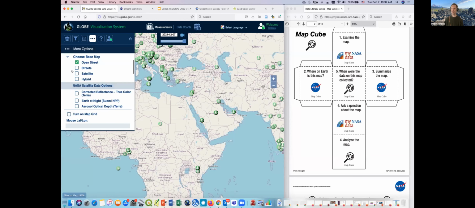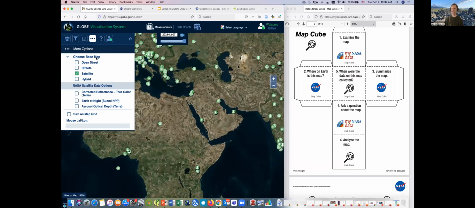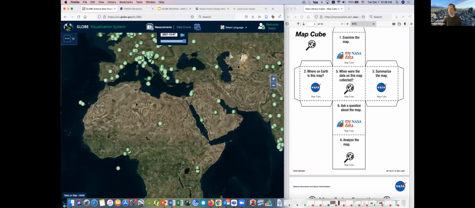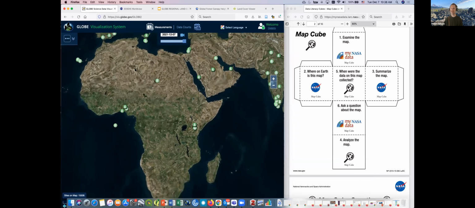So I want to highlight that we can always turn on the satellite base map. And this is really interesting because when we start thinking about our trees around the globe, something really obvious comes out when we start looking at Africa. And that is, there is this sort of line where we don't have trees or vegetation to the north. And this is the Sahara Desert, an area that is not very well vegetated or treed.